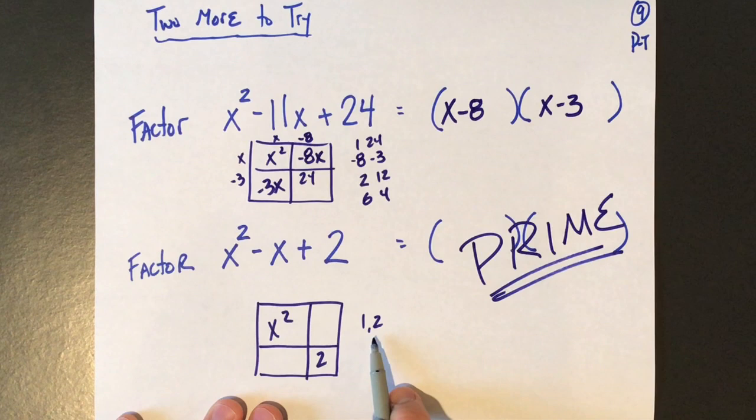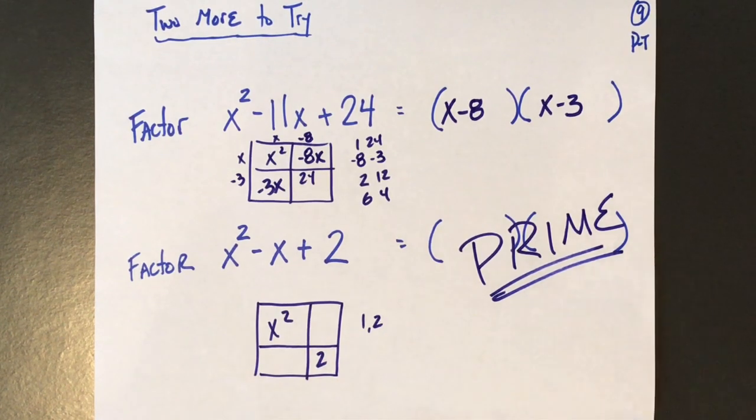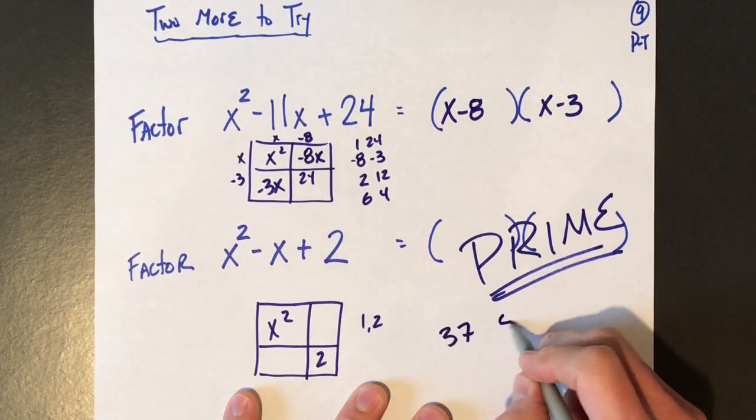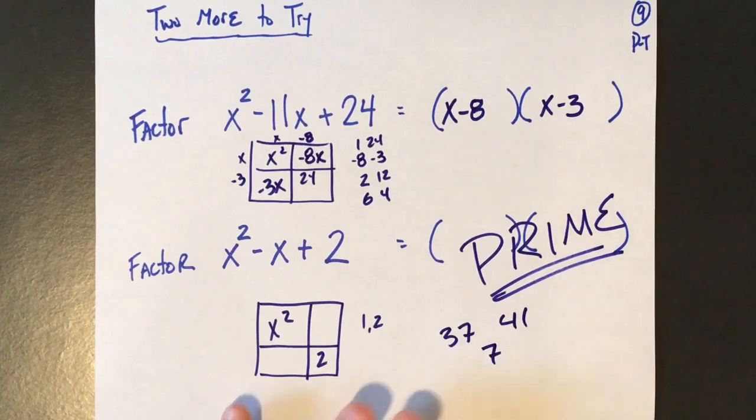Since this was my only pair that I could use, and neither one of the options worked, this is prime, which means it's a polynomial that doesn't factor, just like we have numbers like 37 and 41 and 7 that don't factor. Those are prime also. So polynomials can be prime just like numbers can.